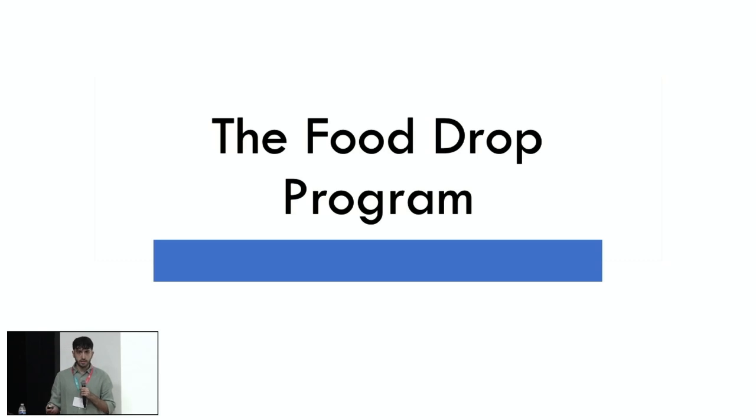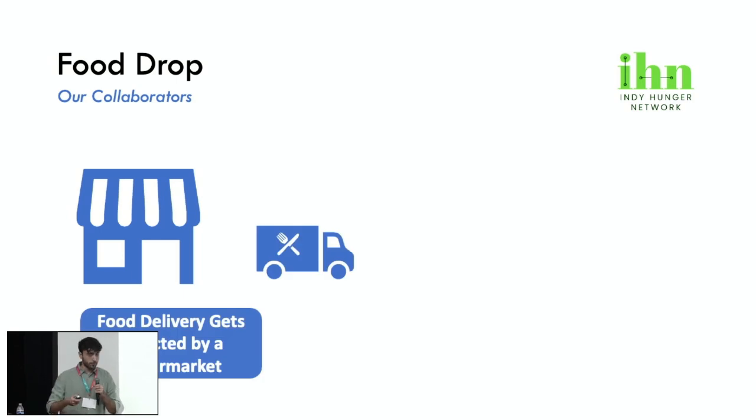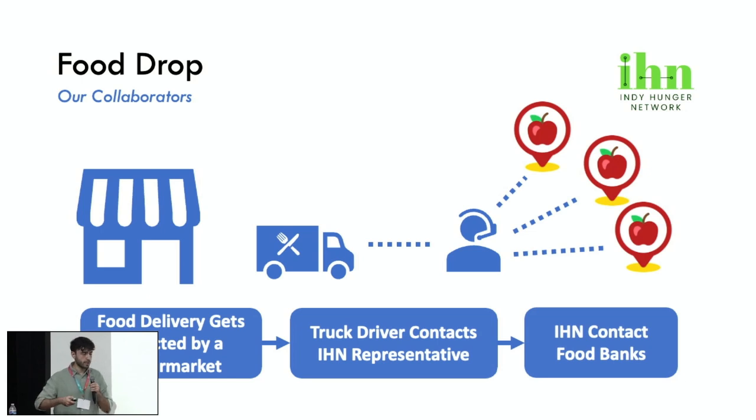So there are various non-profit organizations that try to address this problem at various scales. One of these organizations is Indie Hunger Network, which has the Food Drop program. And the Food Drop program used to work as follows. You have a supermarket, and a food delivery is rejected from the supermarket for reasons that have little to do with whether the food is actually edible or not. So the truck driver, instead of throwing this delivery into a landfill, will actually call IHN, and a representative will start calling available food banks one by one until they find a food bank that will be able to get this delivery, and then they exchange the information between the truck driver and the food bank.